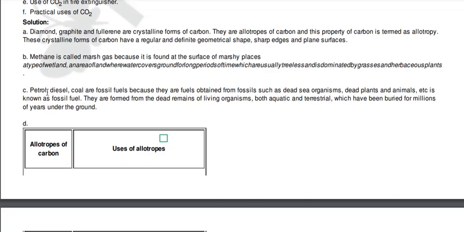C. Petrol, diesel, coal are fossil fuels because they are fuels obtained from fossils such as dead sea organisms, dead plants and animals, etc. They are formed from the dead remains of living organisms, both aquatic and terrestrial, which have been buried for millions of years under the ground.